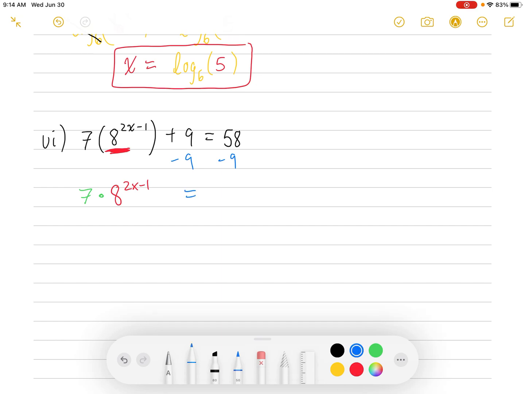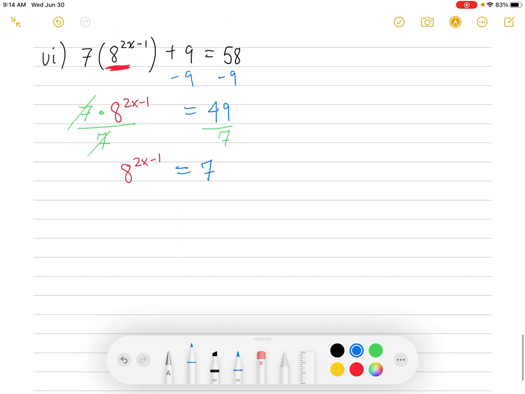So first we're going to get rid of the plus 9. We're going to subtract 9. That'll give us 7 times 8 to the 2x minus 1 on the left side, and on the right side we'll have 58 minus 9 is 49. Okay, then we have to get rid of this multiplication by 7, so we're going to divide both sides by 7. The 7s will cancel on the left, and you'll have 8 to the 2x minus 1 equals 49 divided by 7 is 7.